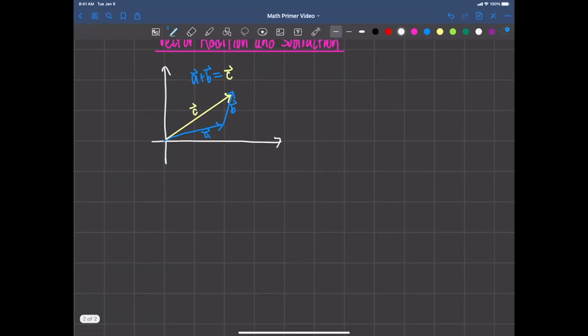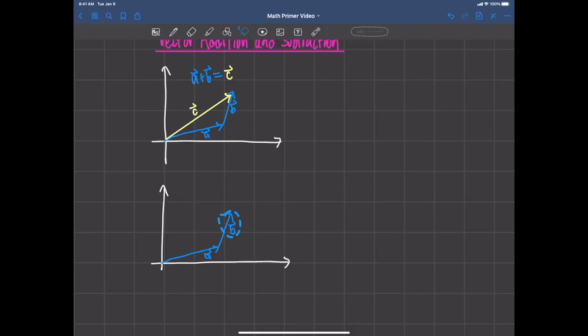You can also visualize this as drawing a parallelogram. For example, we have vector A and vector B as before, but we can also take vector B, place it over here, take vector A, place it over here, and connect it as a parallelogram. Then we connect both ends of the parallelogram from the origin to the end, and as you can see, they are the same vector.